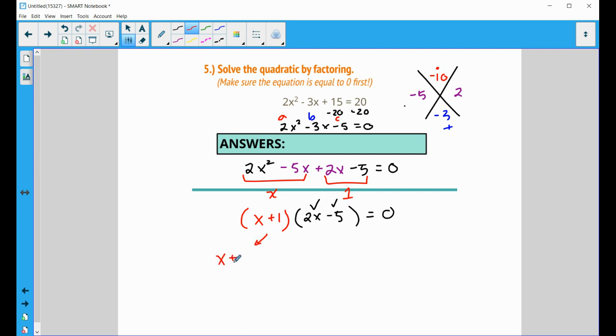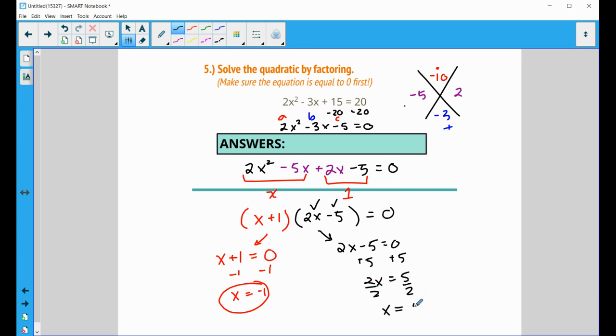And then lastly, I set both factors equal to 0. So x is negative 1. And if I solve this equation by adding 5 and dividing by 2, I get x is 5 halves. So those are my two answers for that.